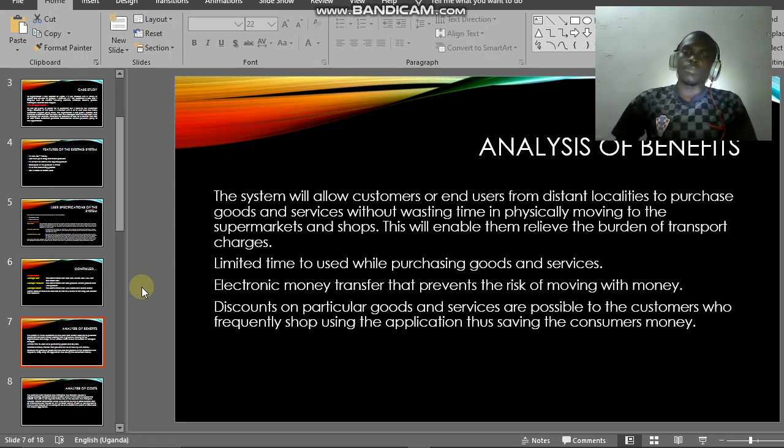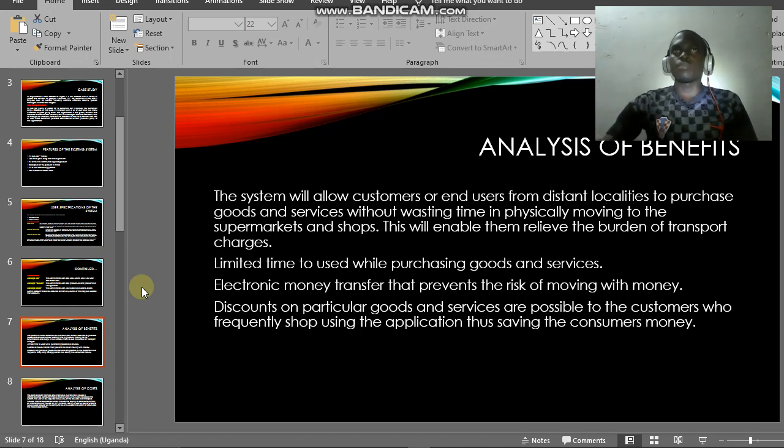Then analysis of benefits. How is it going to benefit? The system will allow customers or users from distant localities to purchase goods and services without wasting time in physically moving to the supermarkets, shops. This will enable them to relieve the burden of transport charges, limited time to be used while purchasing goods and services. Electronic money transfer. Some people don't want to move with hard cash.